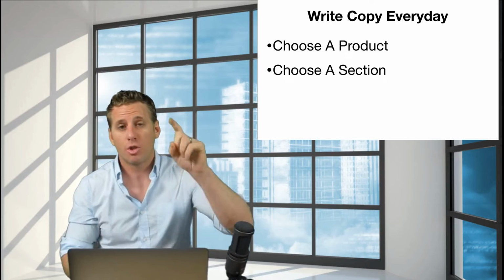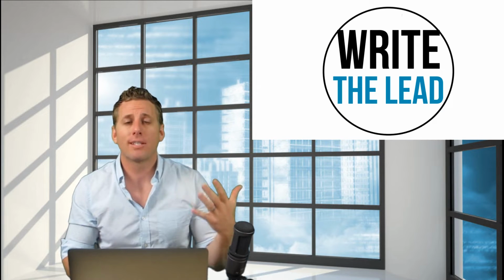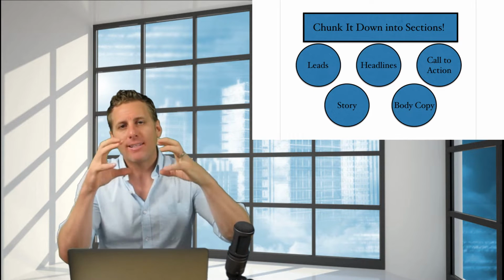So what you could do is choose a product, like say you're selling this computer, and you're going to write the lead. So the first 300 or 400 words of a sales letter. And then the next day, you can go in and write for the same product, but maybe you'll write the body copy. And then you'll write the story section. And then you'll write the call to action or the offer section. So you can break down the sections of a sales letter into bite-sized chunks.